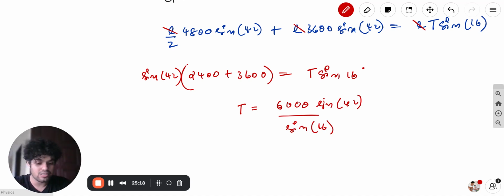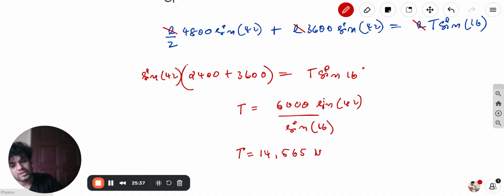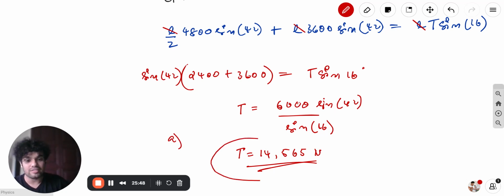Should I calculate this? I mean, yeah, I can. So 42 divided by sine of 16 times 6000, that is equal to, so the tension is equal to 14,565 newtons. So we got part A. What was part B? Part B was to find out the vertical and the horizontal hinge forces. That's now cakewalk, right? Because you have the tension now.